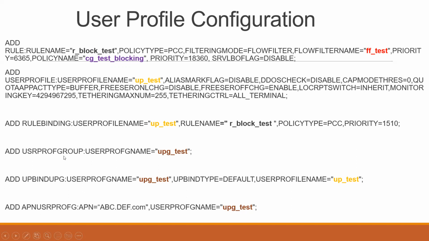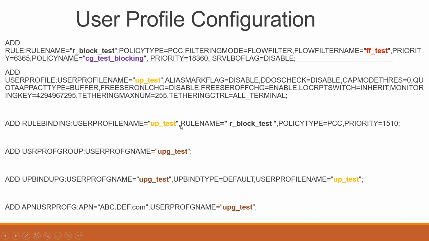Next, I need to create a new user profile group. This command is simple: add user profile group, and then you map your user profile to a user profile group. So this single user profile group can have multiple profiles. For example, I create this rule, I map it to this user profile, I create another rule, I can map it to the same user profile. And maybe I have rule 3 and rule 4, which are being mapped into user profile 2.